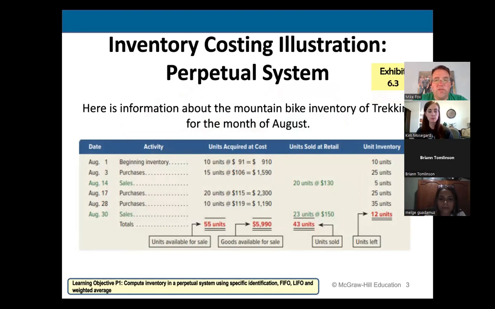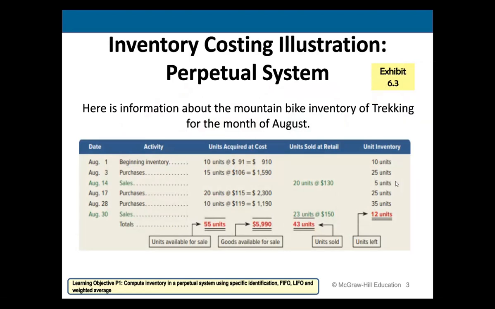So here's some information for an example. It looks like a mountain bike company called Trekking. On August 1st, they had 10 bicycles in their inventory that cost them $91. On August 3rd, they purchased 15 more at a cost of $106. On August 14th, they sold 20 units for $130 apiece. August 17th, they purchased 20 more units at $115. August 28th, 10 more units at $119. And on August 30th, they sold 23 more units. So that's a record of all their purchases and sales for the whole month.